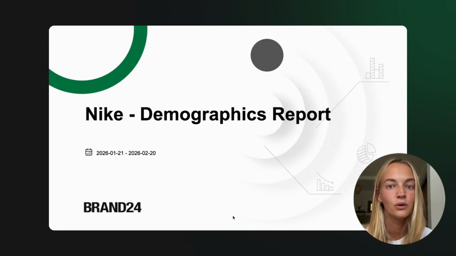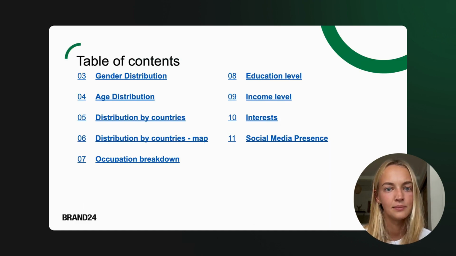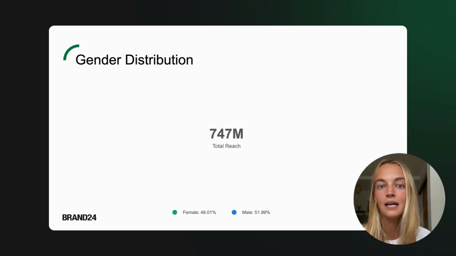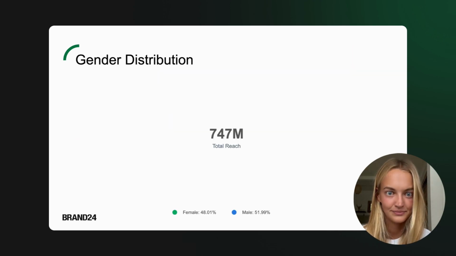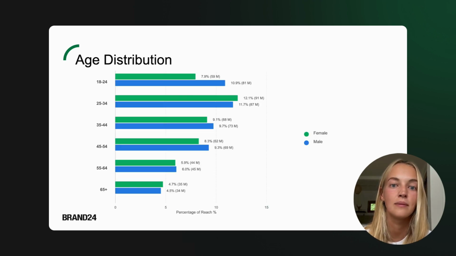Then describe who the audience is. Use the demographics breakdown to summarize the profile in plain language. For example, most reach comes from a certain age group with a specific income and education pattern and a clear set of interests. And then add one clear recommendation.